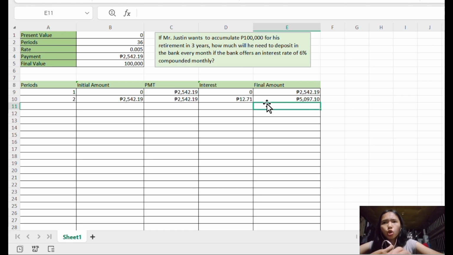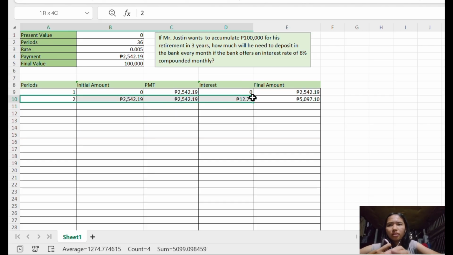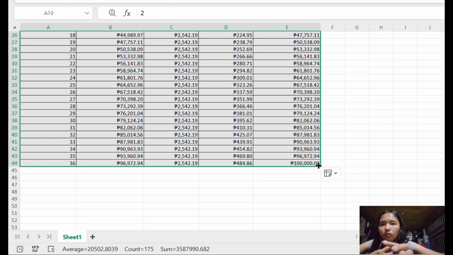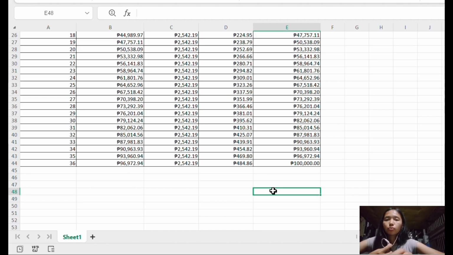5,097.10 pesos. In order to get the amounts for periods 3 to 36, instead of doing the same process manually, we just click the period 2 row, drag to the final amount, and then drag down to row 34. As we can see, after we paid 2,542.19 pesos with the interest of 484.86 pesos, we come up to the final amount of 100,000 pesos.